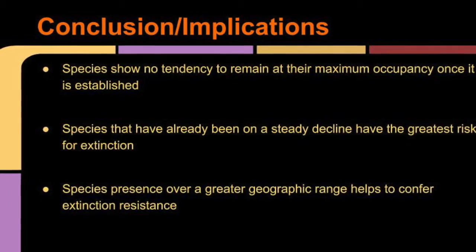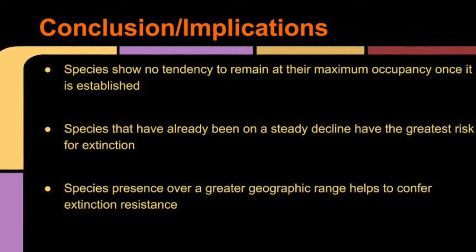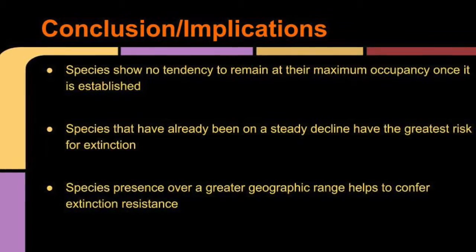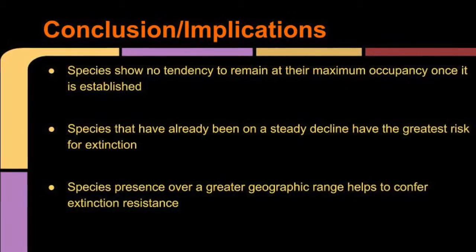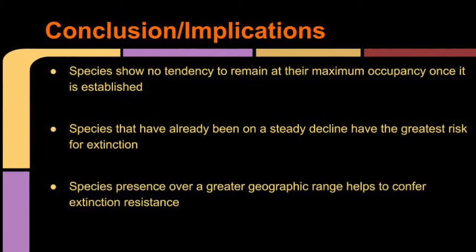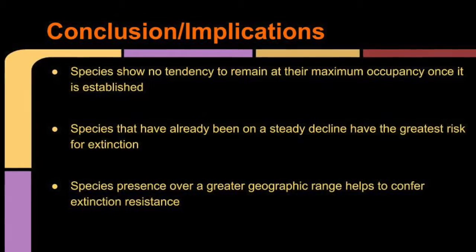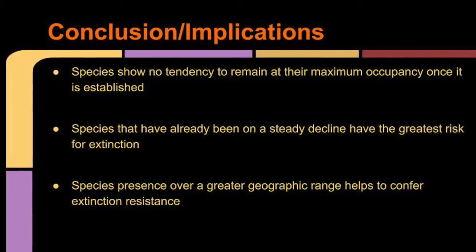Species show no tendency to remain at their maximum occupancy once it is established. Species that have already been on a steady decline have the greatest risk for extinction. A species' presence over a greater geographic range helps to confer extinction resistance.